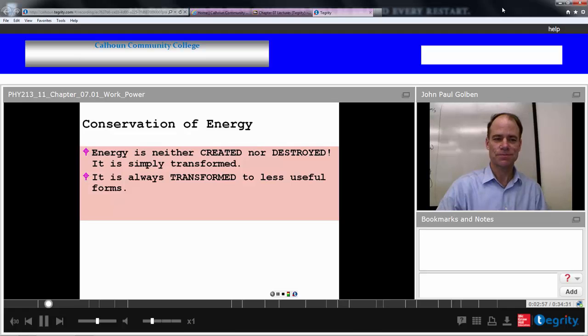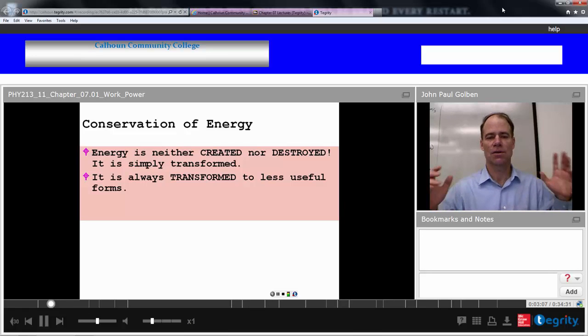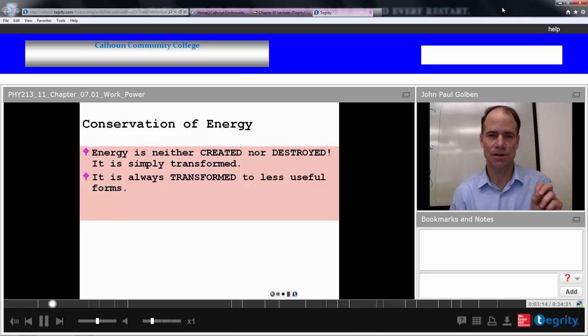However, when it is transformed, it's always transformed to less useful forms. So whatever energy we have, when it goes through a conversion, the universe as a whole is going to become less useful. And this is also a law. This is the second law of thermodynamics. We're not going to look at these two laws of thermodynamics too much in this course, but we are going to refer to these ideas. And the idea is energy will be conserved, and when it's transformed, it's always transformed to less useful forms.